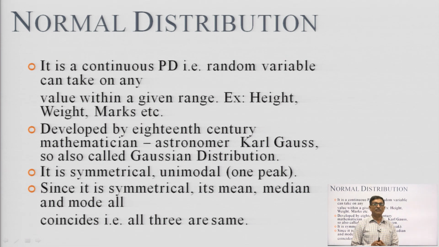Now, next is normal distribution. Normal distribution is a continuous probability distribution, in which the random variable can take any value within a given range, for example, height, weight, marks, etc. Simply put, the random variable is continuous in normal probability distribution, so it is called a continuous probability distribution. This distribution was developed by the 18th century mathematician and astronomer Carl Gauss, so it is also called Gaussian distribution.